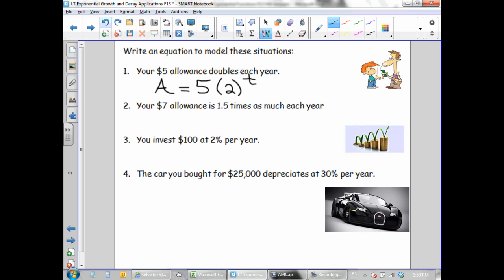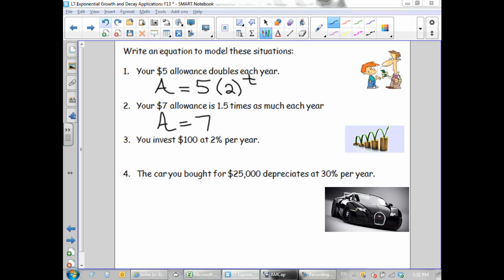Okay? There you go. You've written a little equation for that situation. Your amount starts at $5. Depending on how many years you end up picking to check this for, I didn't tell you what T is. I could say T is 10 years. So I don't know how many years, but I just know it's going to double each year, so I'm going to put T. Just a variable, T for time. Okay, so same idea here. Your $7 allowance.